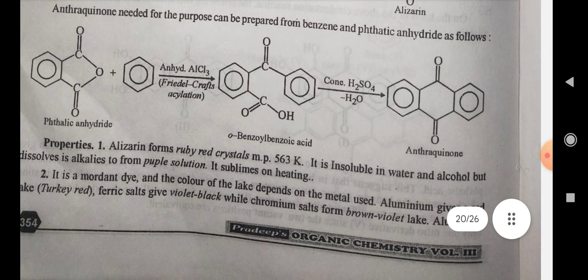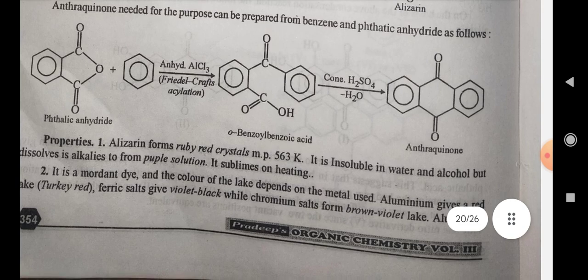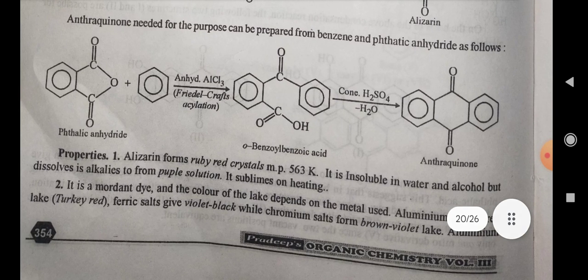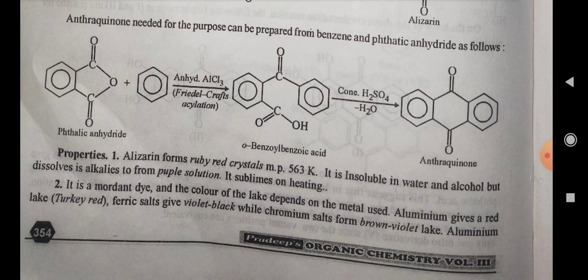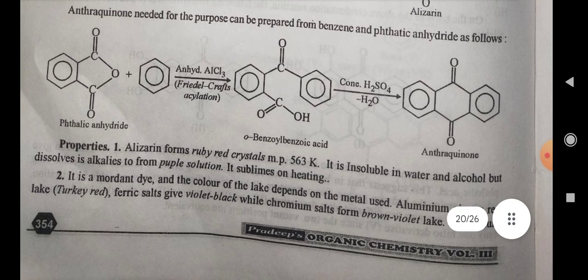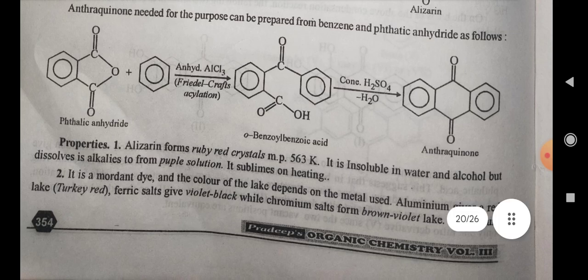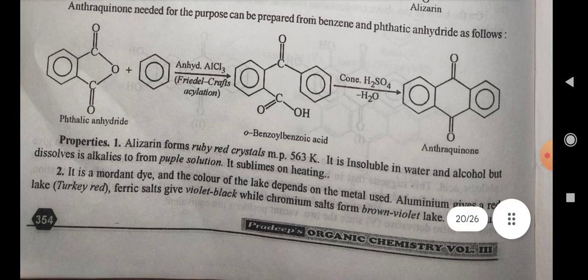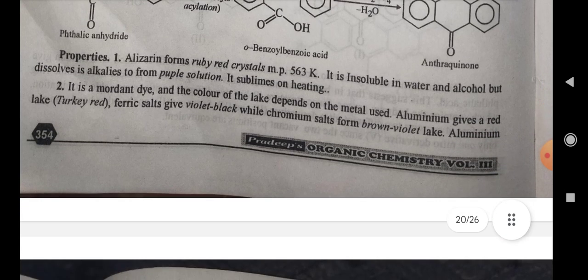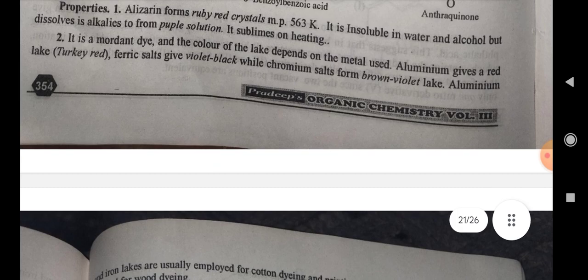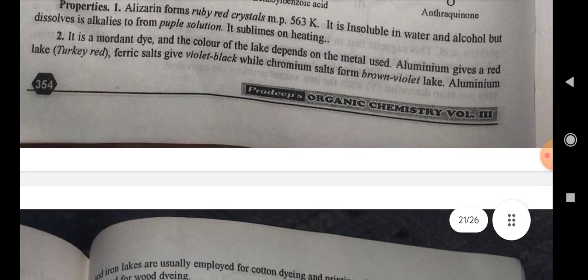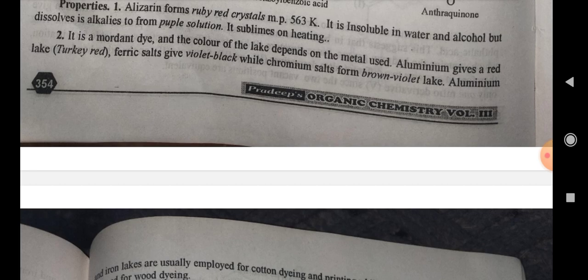Anthraquinone needed for the purpose can be prepared from benzene and phthalic anhydride as follows. When phthalic anhydride reacts with benzene in the presence of anhydrous AlCl3, Friedel-Crafts acylation forms the product ortho-benzoylbenzoic acid, and in the presence of concentrated H2SO4, with the removal of H2O, anthraquinone is formed as a product. Properties: alizarin forms ruby red crystals, melting at 563 Kelvin temperature.